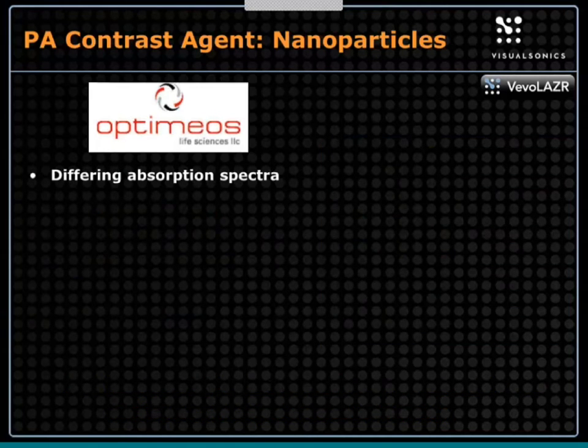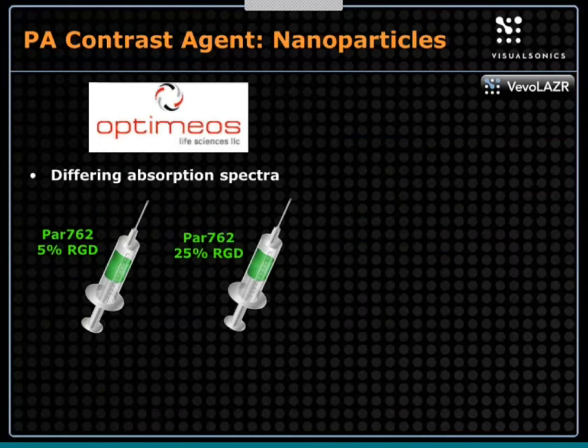Because, as I pointed out in the last slide, we have these differing absorption spectra, we can basically take agents of two different colors. So Optimios made one agent. This is called the PAR 762 agent, which is one particular color. So it has one particular peak absorption. And then they functionalized it with either 5% RGD peptide or 25% RGD peptide.